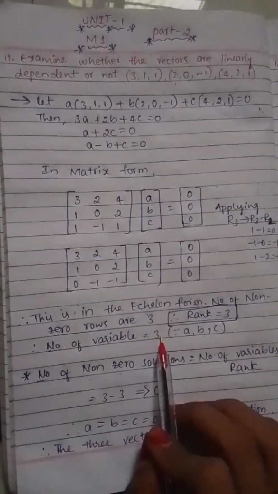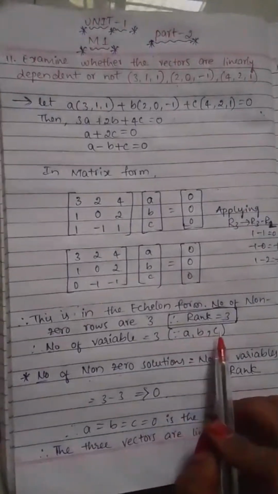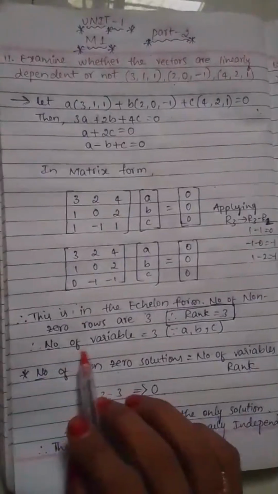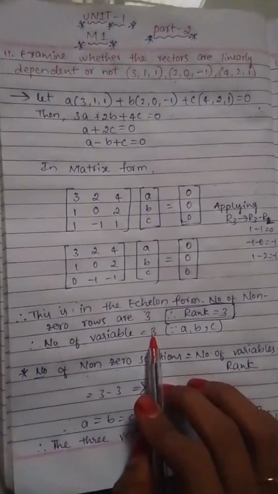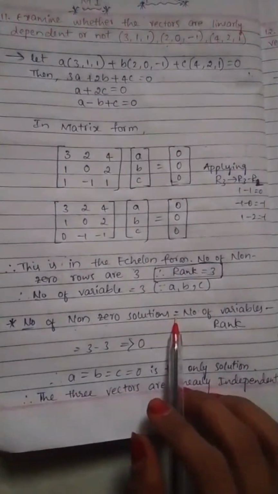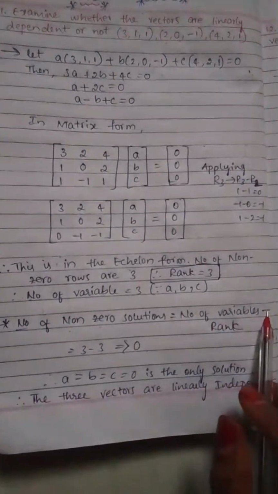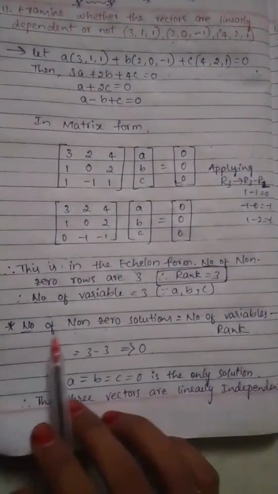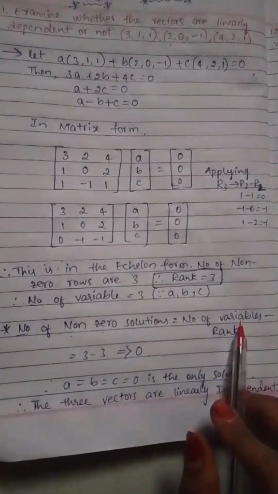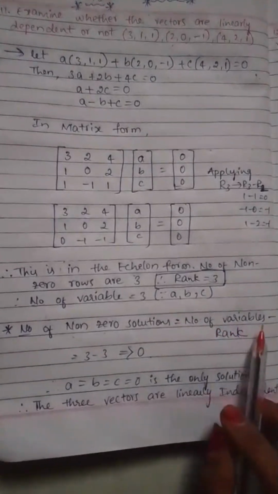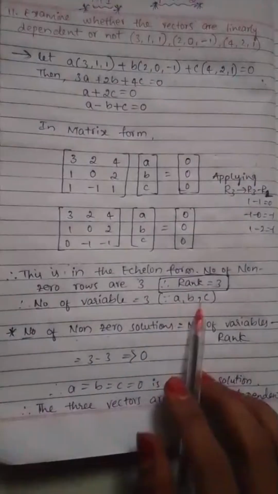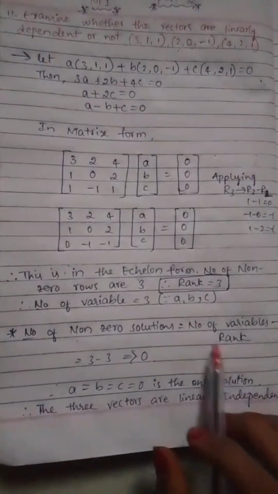The number of the variables are 3. Those are A, B, C. These 3 are variables. Here the number of non-zero solutions is equal to the number of variables minus rank. If I want to get the number of non-zero solutions, then I have to subtract the rank from the number of variables. The number of variables I have is 3, those are A, B, C. The rank is 3.